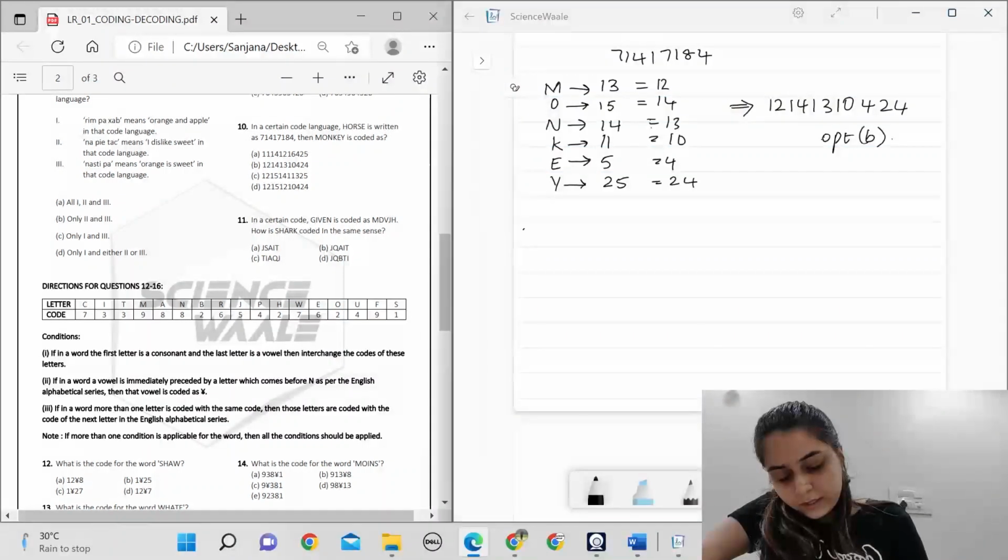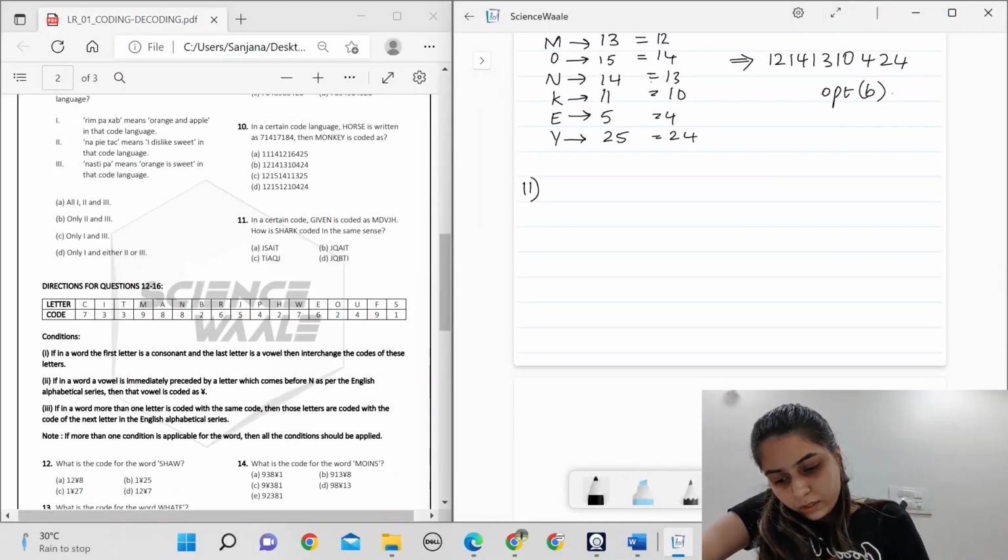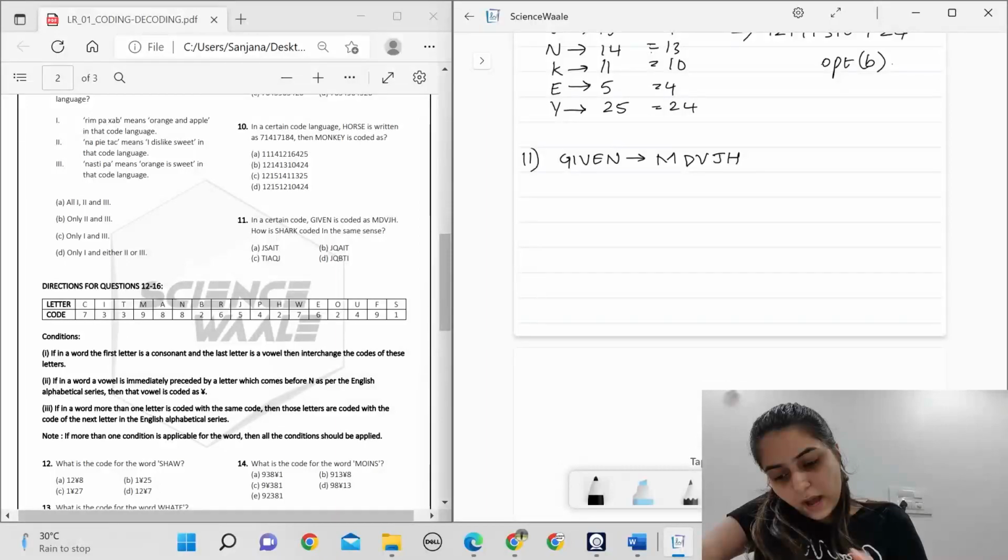Moving ahead to the 11th question. Given is coded as MDVJH. They have asked us for shark.